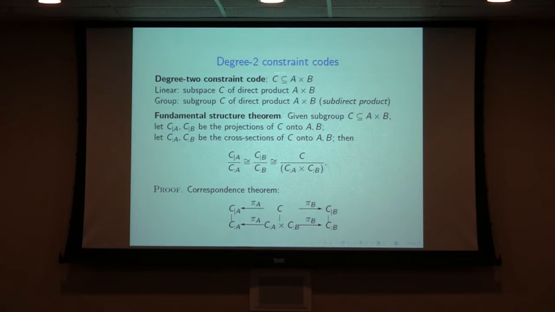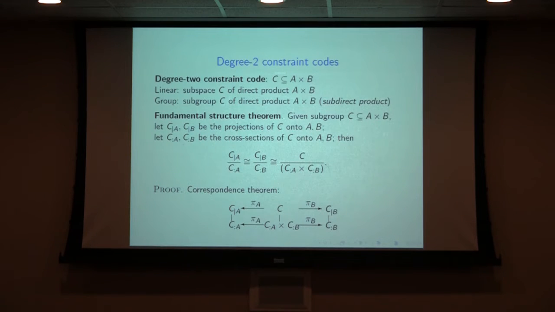And one other fundamental group theory theorem. It's again very simple. Fundamental theorem of subdirect products. What's a subdirect product? If I have a direct product A cross B, a subdirect product is any subgroup of the direct product of A and B. All right, what is it? What can its structure possibly be?